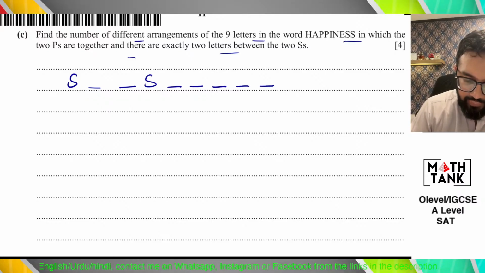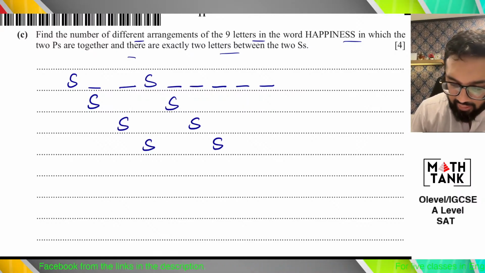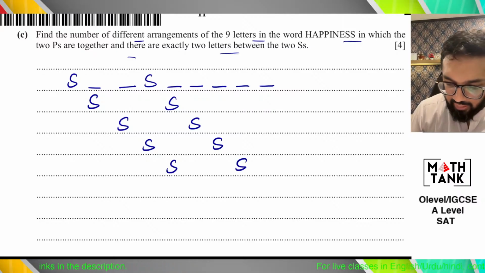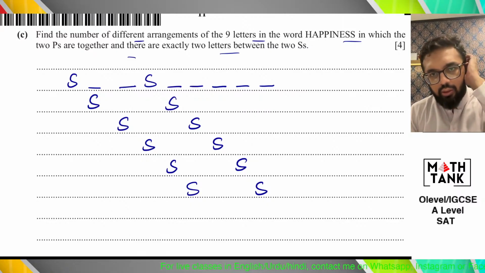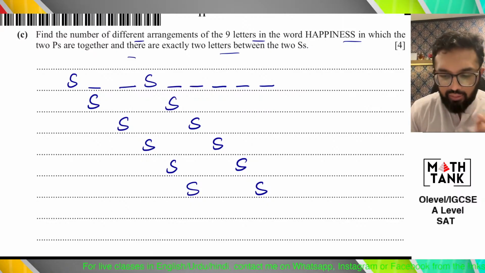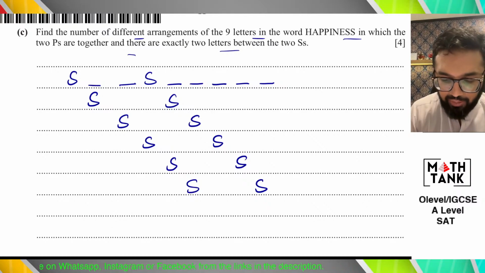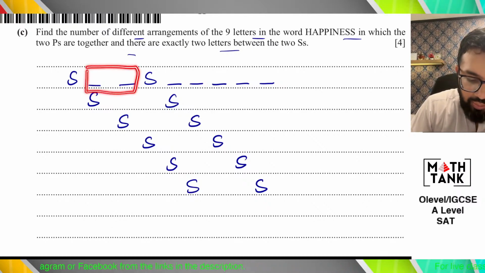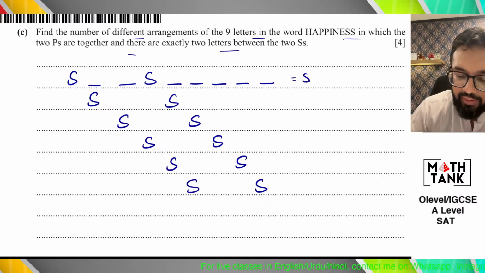S could be here and here. S could be here and here. Could be here and here. Could be here and here. And S could be here and here. Okay. So when you are solving this question, I want to keep the 2 P's together. So I'm going to manually count where the P's could appear. Okay, so 1, 2, 3, 4, 5. There are 5 places where the P's could appear.